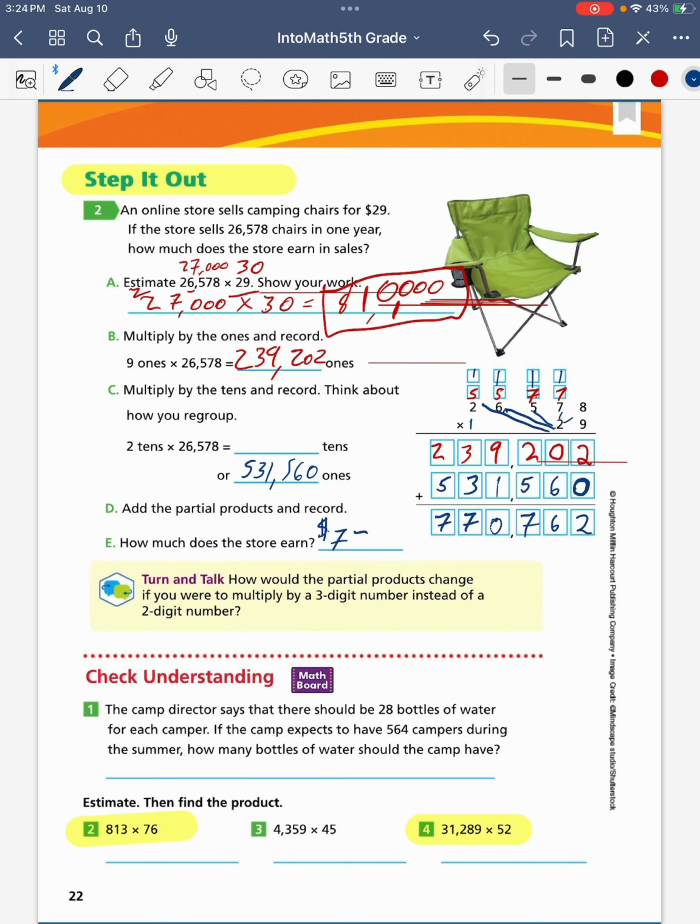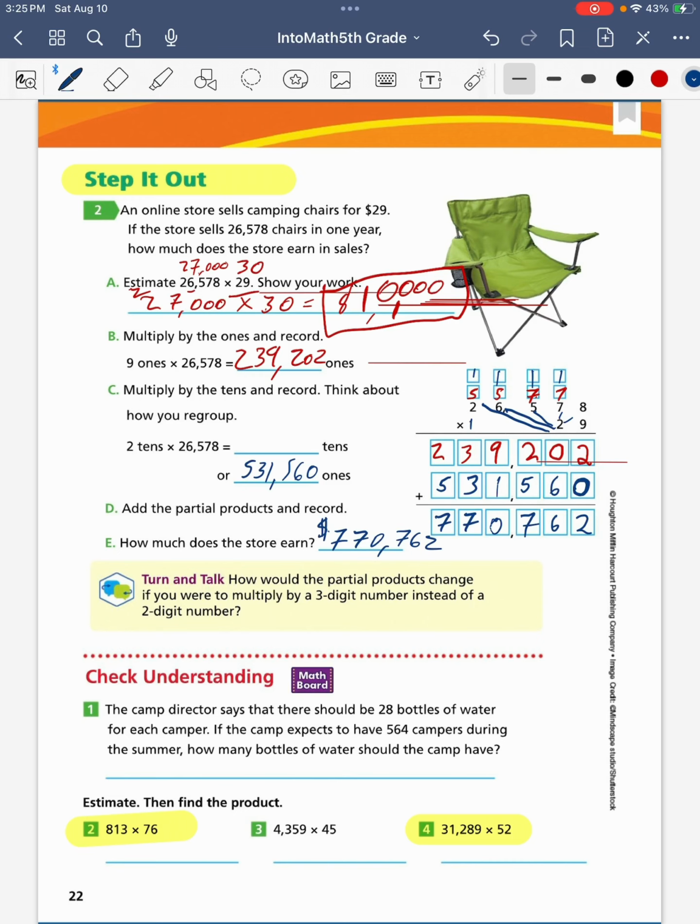The store earns $770,762. While it's not quite $810,000, this is reasonable within $50,000 of the target price because we did round both numbers up significantly to the nearest thousands or tens.